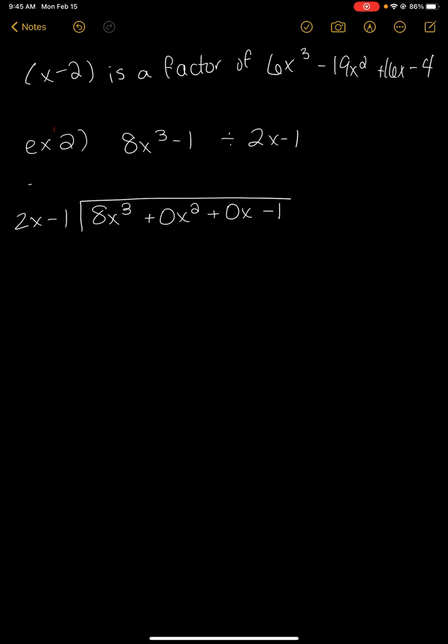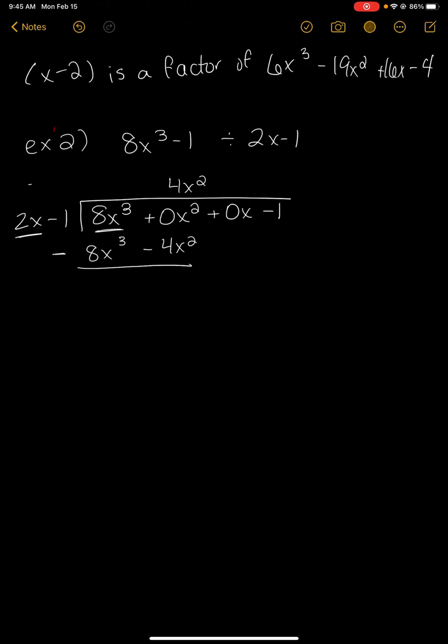And then we'll start it off the same way. So we'll say 2x times what gives me 8x cubed? Well, that would be a 4x squared. Put it in the x squared column, and then we'll multiply. So 4x squared times 2x gives me an 8x cubed. 4x squared times a negative 1 gives me a minus 4x squared. Draw my line and subtract.